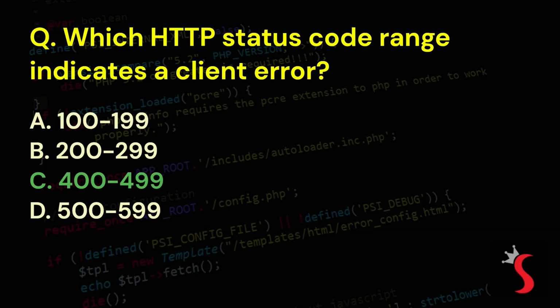And correct answer is option C, 400 to 499. HTTP response status codes indicate whether a specific HTTP request has been successfully completed. Responses are grouped in 5 classes. Informational responses, 100 to 199. Successful responses, 200 to 299. Redirection messages, 300 to 399. Client error responses, 400 to 499. Server error responses, 500 to 599.